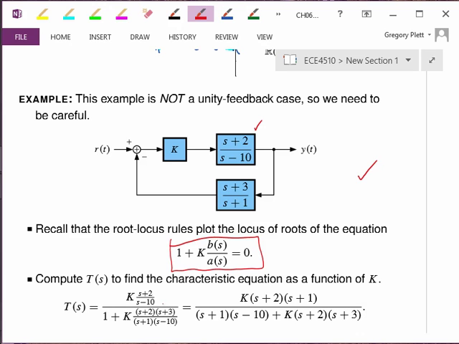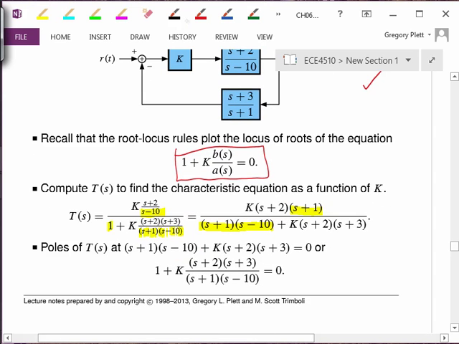To clean it up a little bit, we multiply the top and the bottom by that factor there. And when we do so, this (s plus 1)(s minus 10) multiplies the 1 in the denominator, and that's going to cancel the s minus 10 here, but it's going to add an s plus 1 term in the product in the numerator. So in any case, this is the closed loop transfer function, and this is the characteristic polynomial that we want to set equal to 0 to find the closed loop roots.